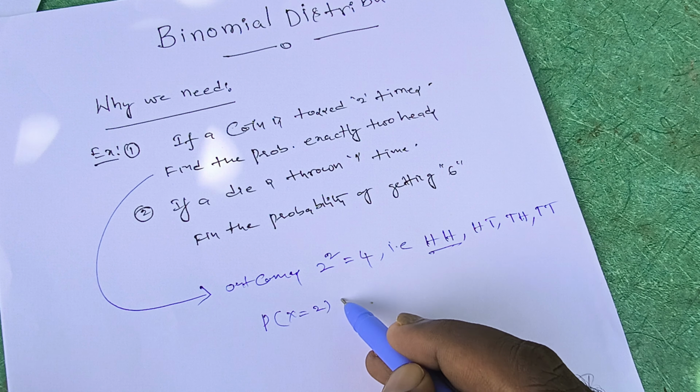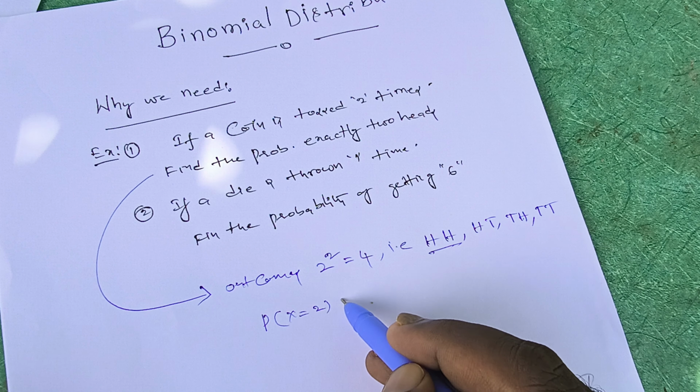In the second example, suppose the die is thrown 2 times, then the outcomes in this experiment are 6 square, that is equal to 36. Write all 36 possible outcomes in this experiment. Like example number 1, we can easily find the required probability.